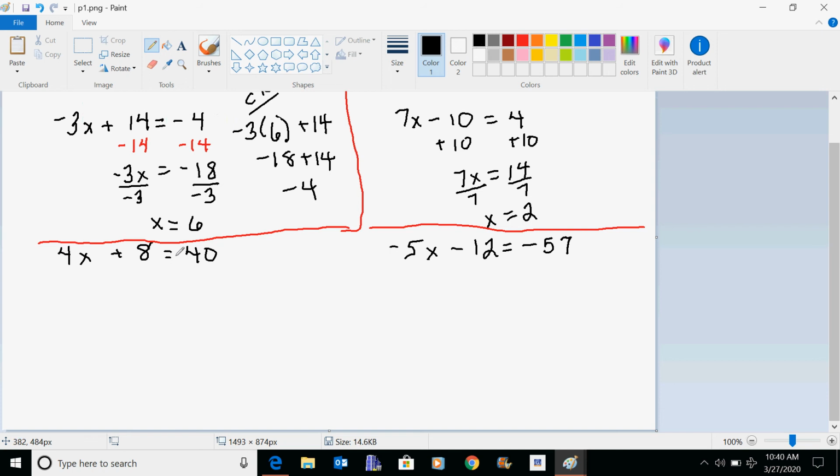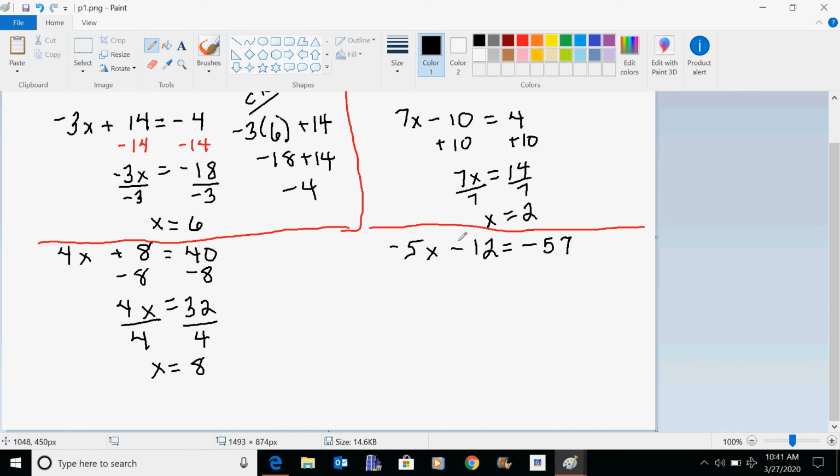All right, same thing to both sides of the equation. You've got an equal sign. It has to stay balanced. So if you're trying to get this x by itself, we're going to get rid of the 8. But if we get rid of it there, we get rid of it there. And that gives you 32. 4x equals 32. We divide both sides by 4. And that gives us 8.